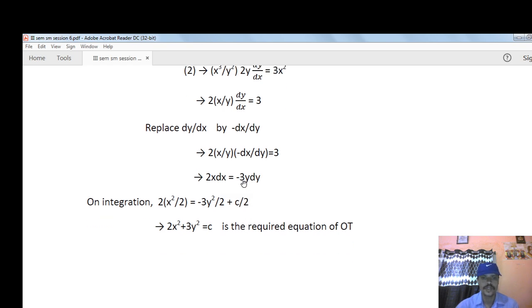Keep the negative sign. If there is any negative sign, keep that negative sign always on the right hand side. After the separation of variables, we know the method. Integrate this. On integration, 2 into the derivative of x is x square by 2 is equal to minus 3 into the derivative of y is y square by 2 plus, in the denominator everywhere 2 is there. Now we can avoid this fraction by taking the constant of integration as c by 2.